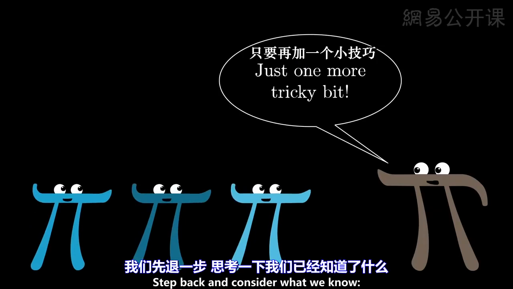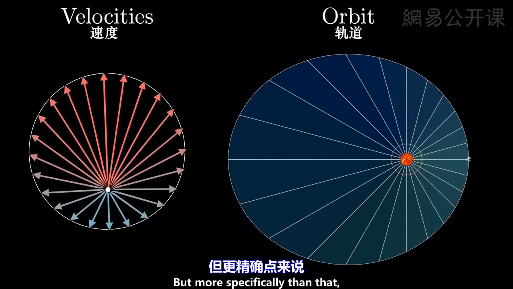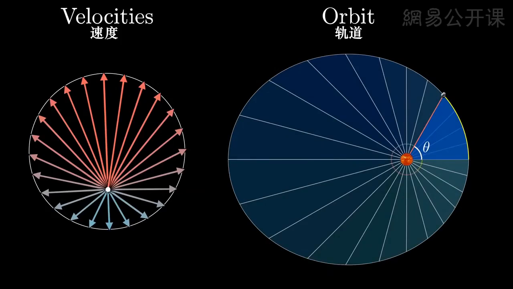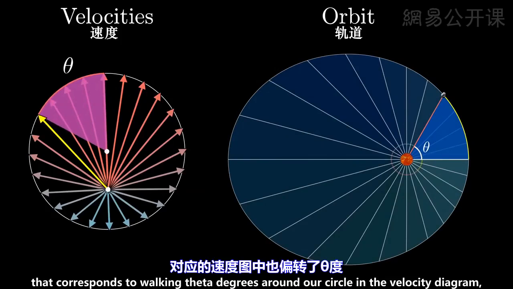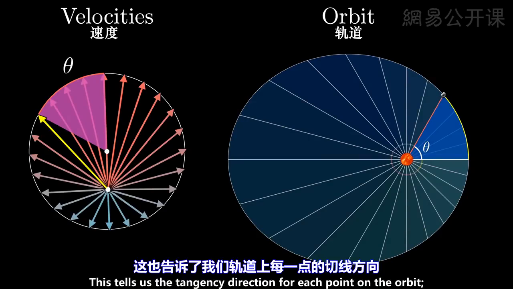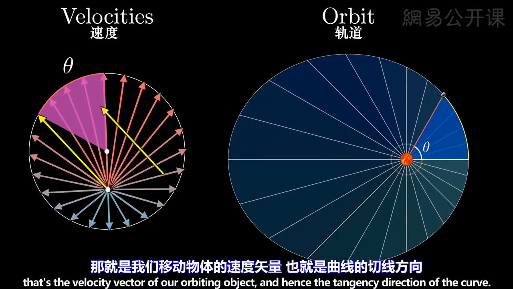Step back and consider what we know. We don't know the specific shape of the orbit, only the shape that the velocity vectors trace. But more specifically than that, we know that once the planet has turned an angle theta degrees off the horizontal with respect to the sun, that corresponds to walking theta degrees around our circle in the velocity diagram, since the acceleration vectors rotate just as much as the radius vectors. This tells us the tangency direction for each point of the orbit. Whichever vector from that velocity diagram touches the point theta degrees around the circle, that's the velocity vector of our orbiting object, and hence the tangency direction of the curve.